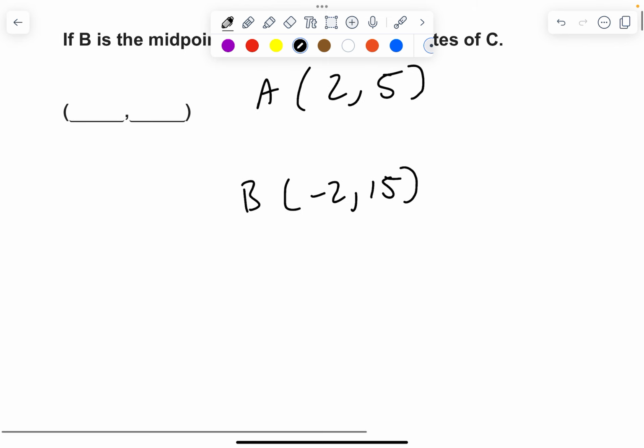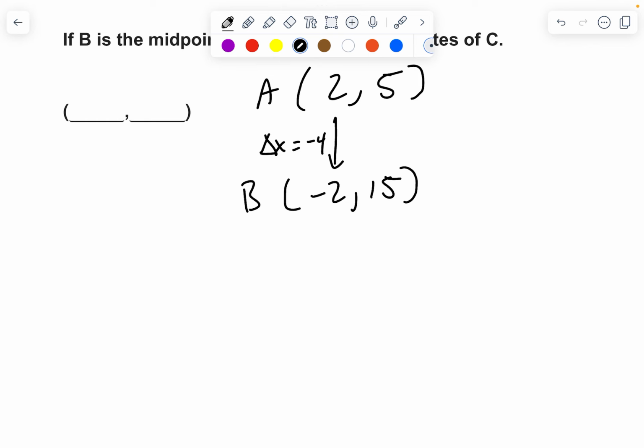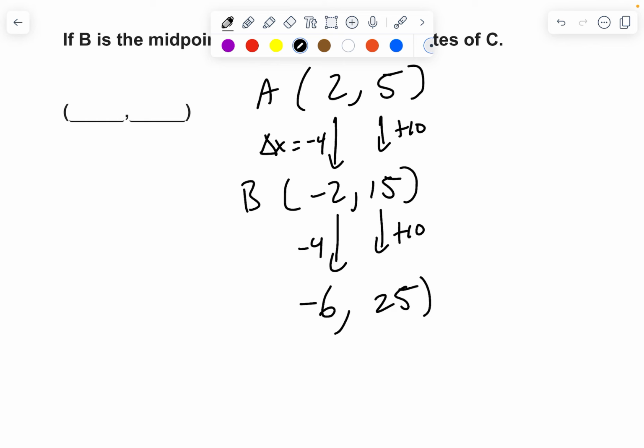And ask yourself, what is delta x? Like how far is that? Well, that is -4. So if it's -4 to get to the middle, you have to do another -4 to get to the other side. Same thing with the y values. That is +10 to get to the middle, and so it takes another +10 to get to the other side. So that has to be -6, 25.